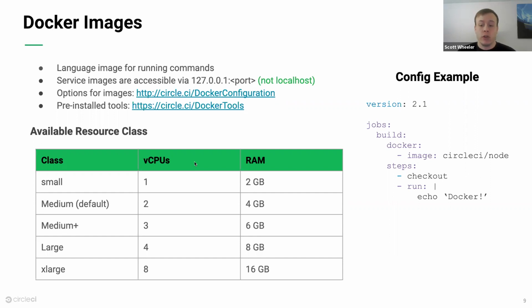Service images will use the same resources as the primary container. If the primary container is allocated 4 gigabytes of memory and you're running a Redis cache, and a Postgres database, they share the same 4 gigabytes of memory as the primary container. In other words, it may be necessary to raise the resource class if you're building with more memory-intensive services running alongside your build.